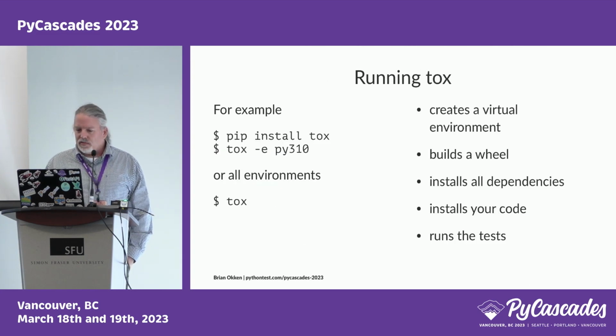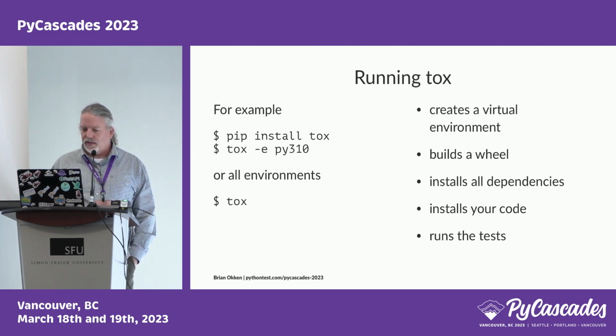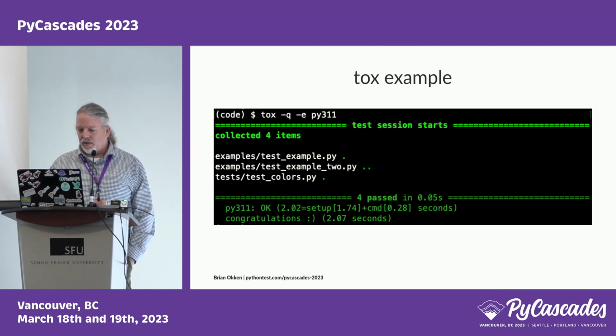And you can run tox. Running tox will create a virtual environment, build a wheel, install all the dependencies, install your code, run the tests, and then do that again for every Python version. That's pretty cool. And it's really pretty quick. Here's an example with just one Python, 3.11.